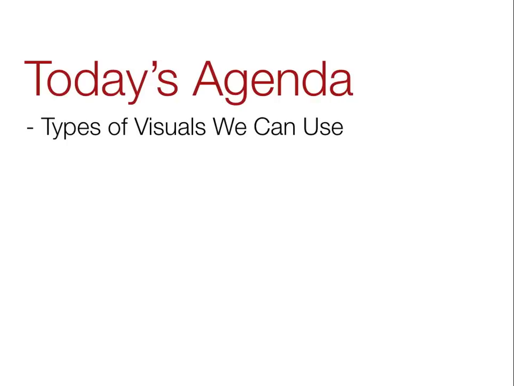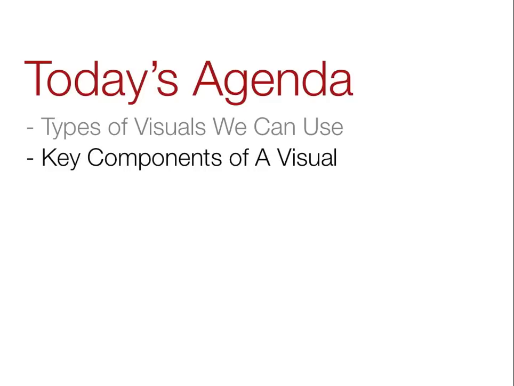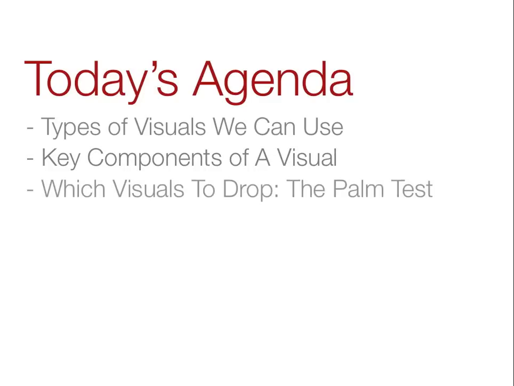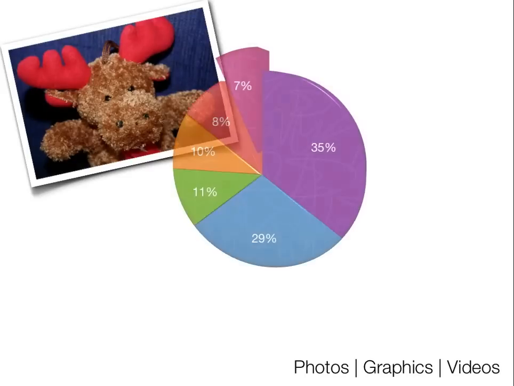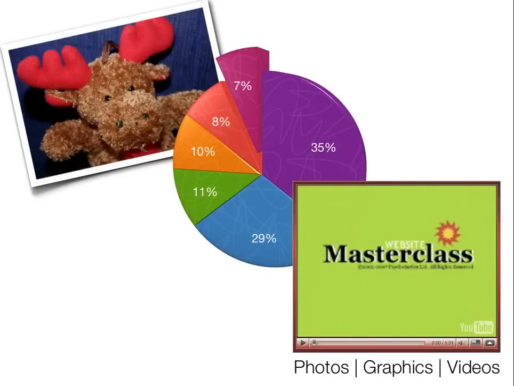So today's agenda is simply the types of visuals that we can use. That's the first thing. The second are the key components of a visual. And finally, the PALM test. So let's go to the first topic, which is the types of visuals that you can use. What are the types of visuals? The first type, the photos, graphics, and videos.